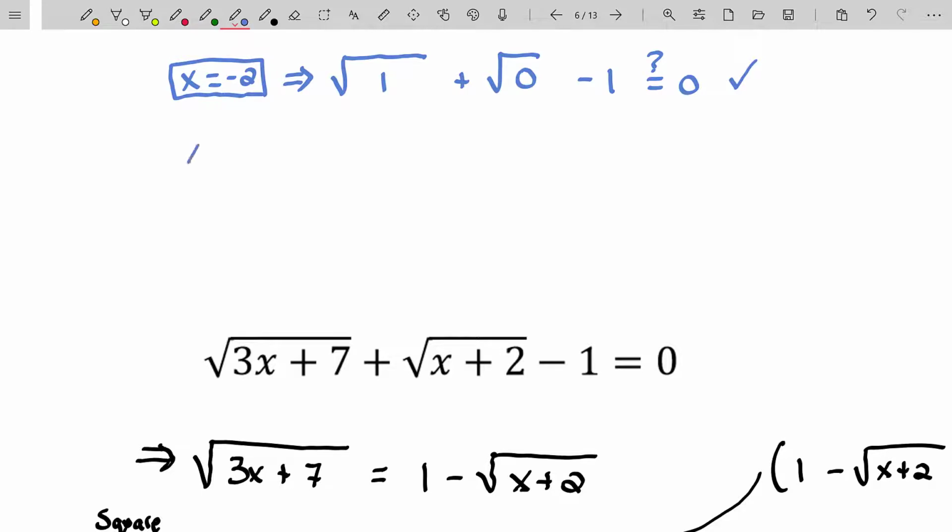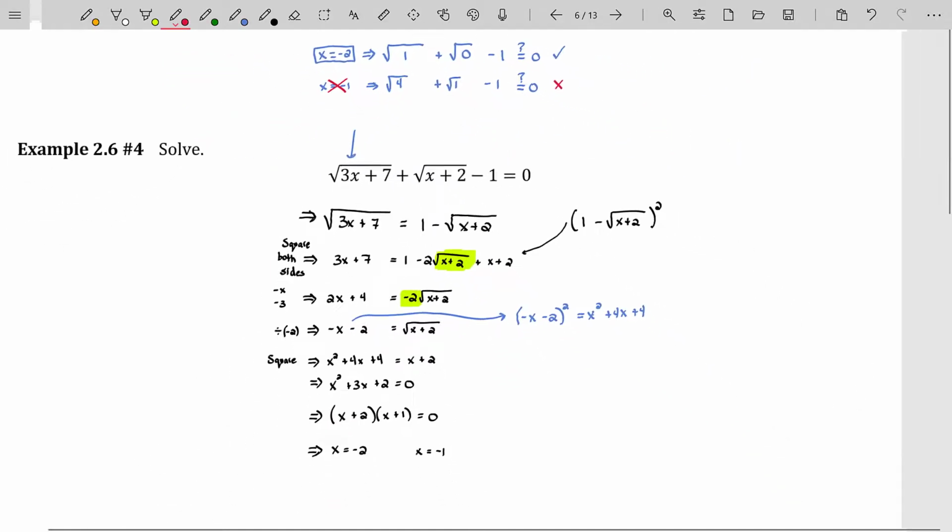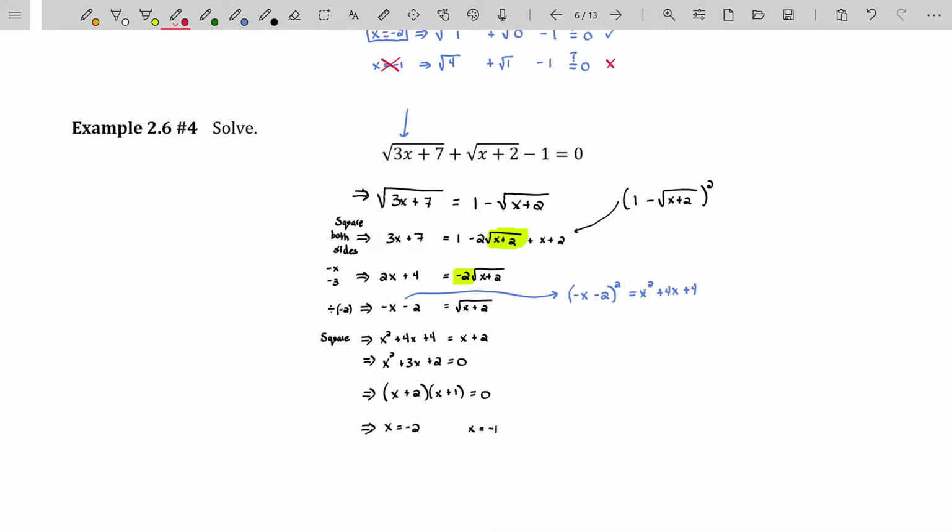Now I'm going to try the second one, x equals negative 1. Plug in negative 1 into this. Negative 3 plus 7 is 4, so that'd be the square root of 4. Plus the square root of negative 1 plus 2, which is the square root of 1. Minus 1, and again, is that equal to 0? Well, that'd be 2 plus 1 minus 1. Nope, that's not 0. That's going to be 2. So this is not a solution. This guy right here is an extraneous solution. So our only solution to this equation is going to be x equaling negative 2, and we get to throw out x equals negative 1.